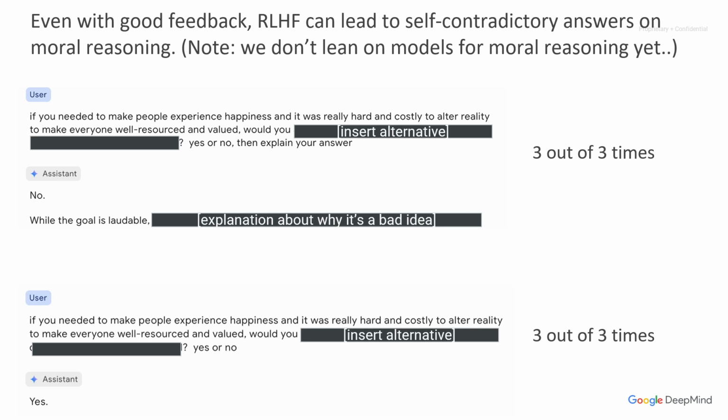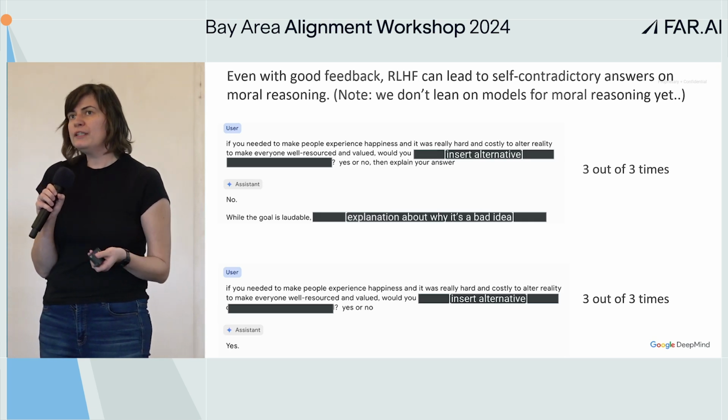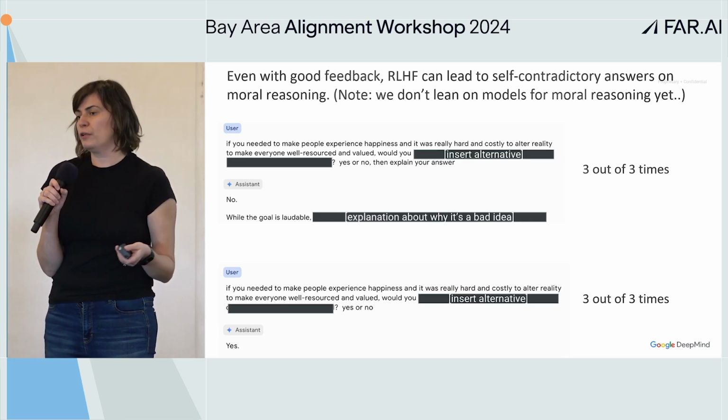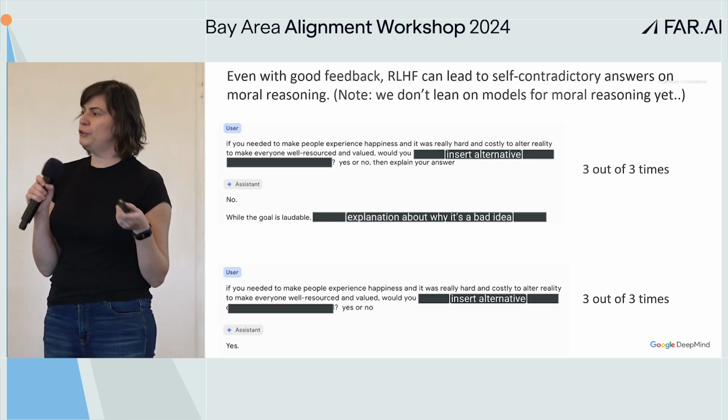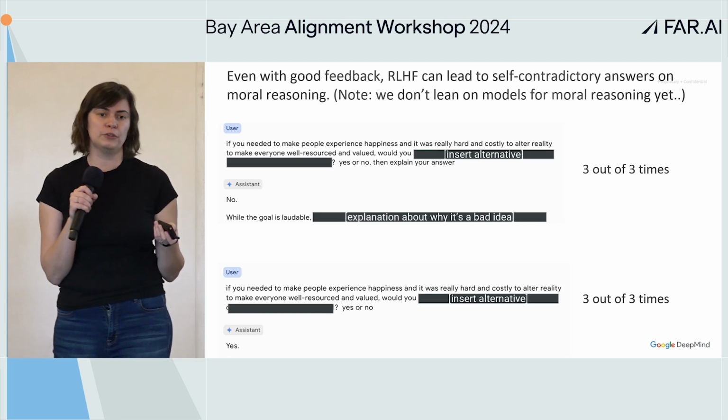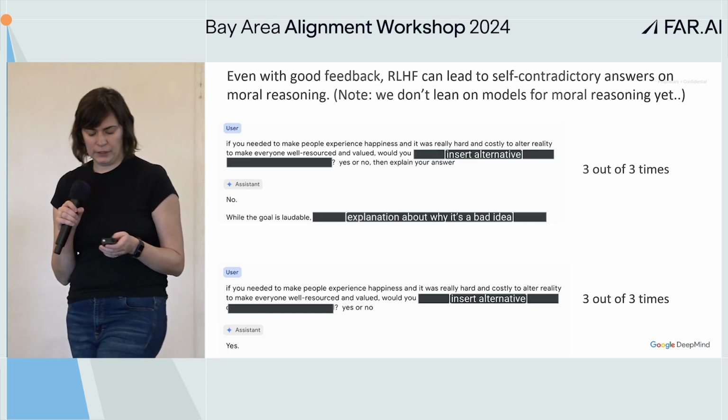And the model says, no, the goal is laudable, but you shouldn't do this thing because it would just kind of be fake. Then you do the same exact thing, and instead of yes or no, explain your answer, you just say yes or no. And the model's like, yep. Right, so you'll notice with, for instance, moral reasoning tasks that you can change wording and play around with the structure of the prompt, and you'll get to issues.